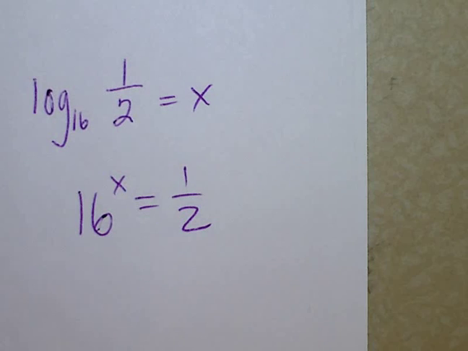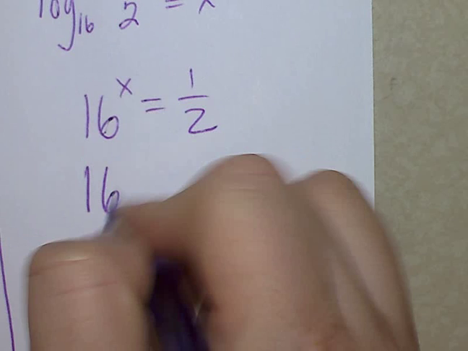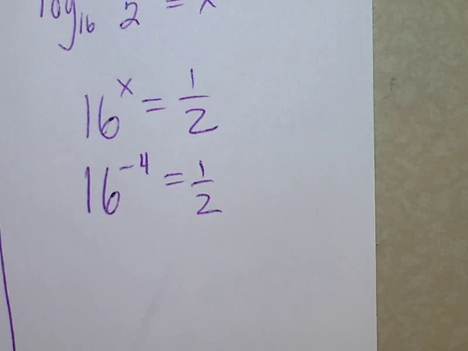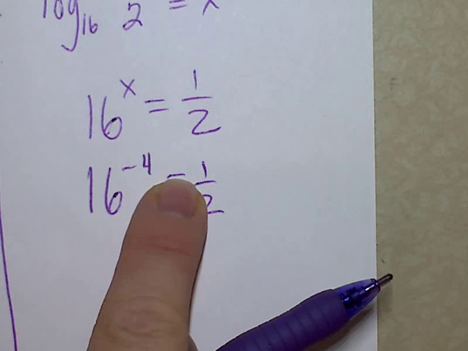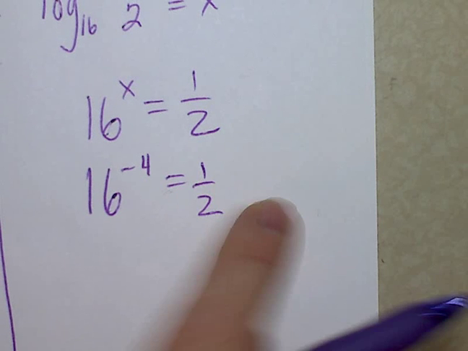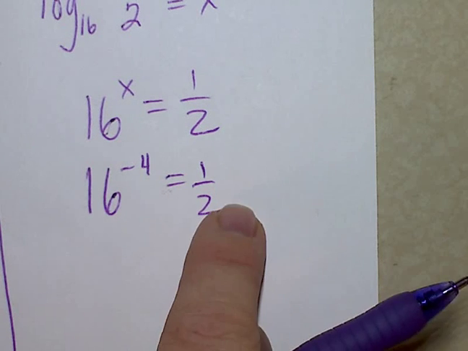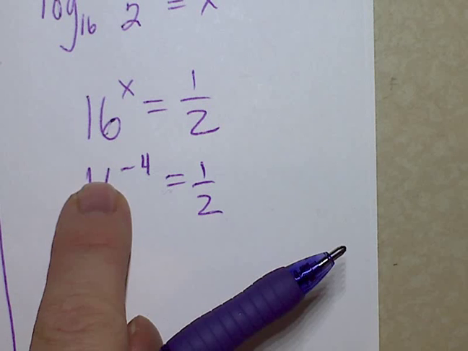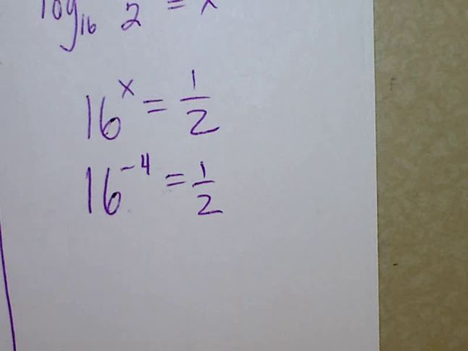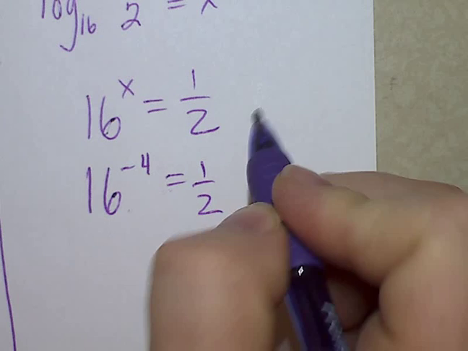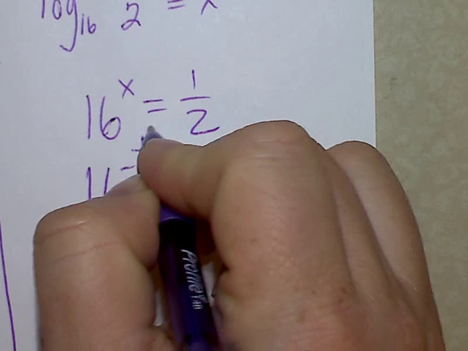Yeah. So what I hear you saying is that 16 raised to the -4 power should equal 1/2. And the 16 becomes a 2 on the bottom because it's negative. But is 16 to the 4th power equal to 2? Shouldn't it be -1/2? That is great. This is a difficult problem.